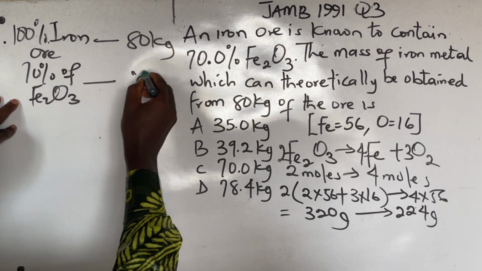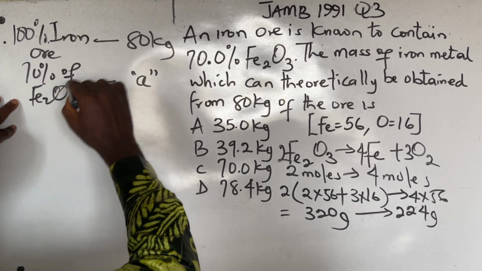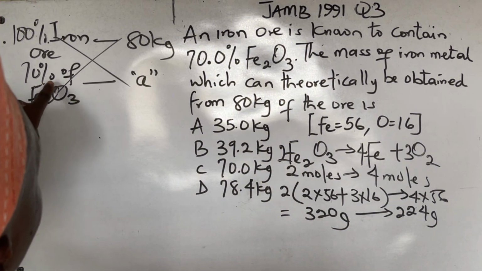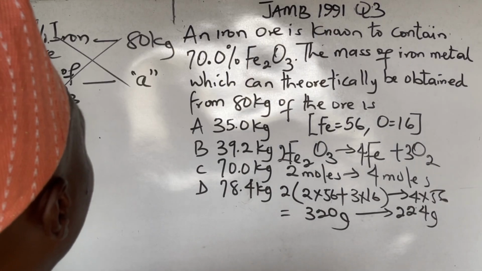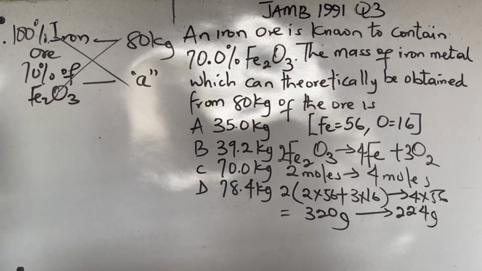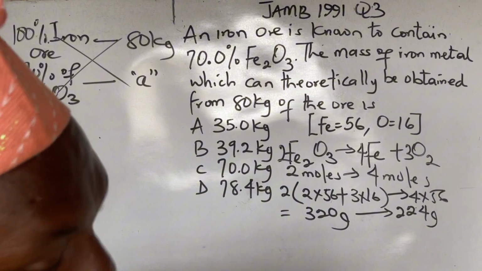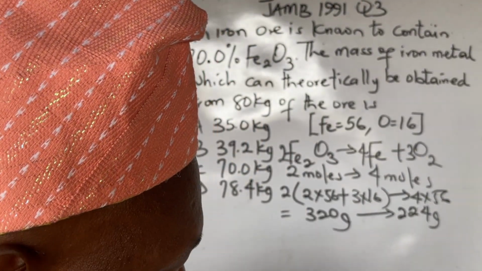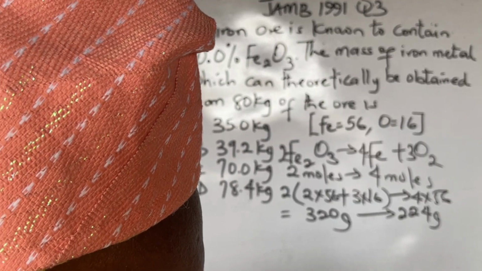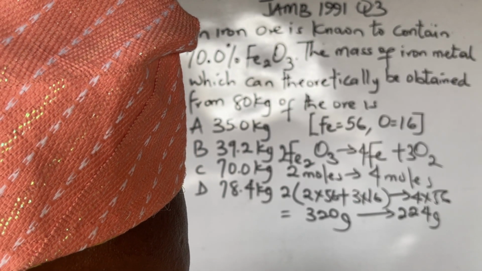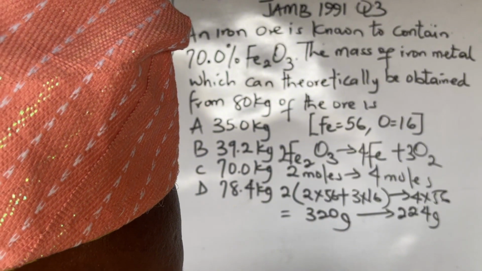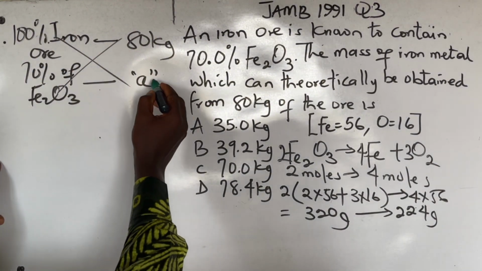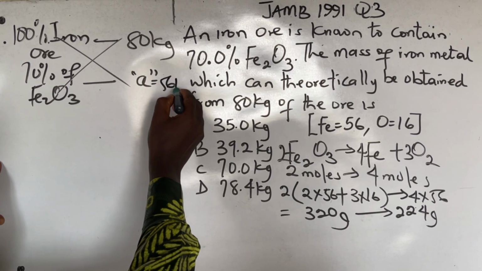A. So if you cross multiply, what will be left here is that we'll be dividing by 100, we have 70 times 80 divided by 100. So what I'm doing now is 70 times 80 divided by 100. So we have 56. So this one here is 56 kilograms.